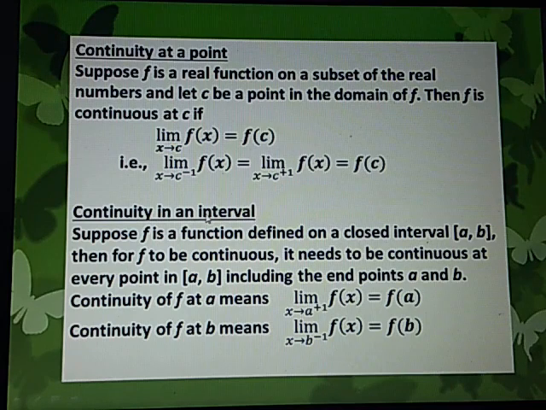Fine. Now coming to continuity in an interval, suppose f is a function defined on a closed interval [a, b]. Then for f to be continuous, it needs to be continuous at every point in [a, b]. So at every point between a and b, it has to be continuous, including the endpoints a and b. So not only at whatever numbers are lying in between a and b, but also at a and also at b, the function has to be continuous.